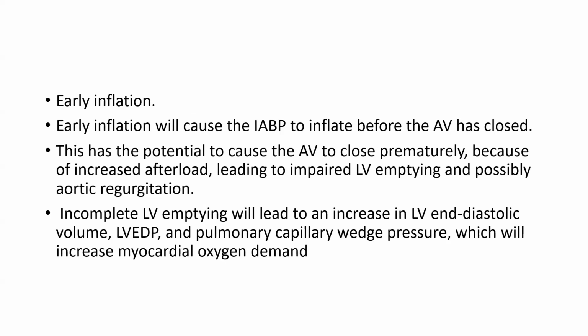Early inflation will cause the IABP to inflate before the AV has closed. This has the potential to cause the AV to close prematurely because of increased afterload, leading to impaired LV emptying and possibly aortic regurgitation. Incomplete LV emptying will lead to increased LV end diastolic volume, LV end diastolic pressure, and pulmonary capillary wedge pressure, which will increase the myocardial oxygen demand.